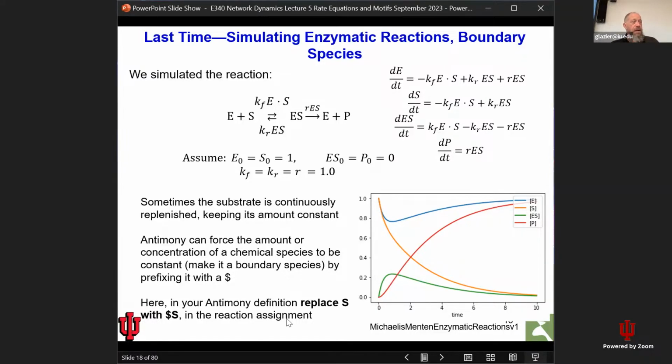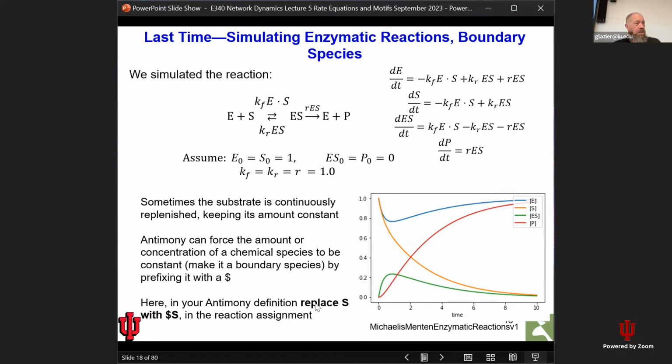So those are the two main things. We have a monotonic increase of P, we have a monotonic decrease of S, and we have a peak of ES that happens early. And that peak is asymmetrical. The rise of the peak is fast, and then the decay is slow. So those are all things that we could say just looking at this very simple reaction.